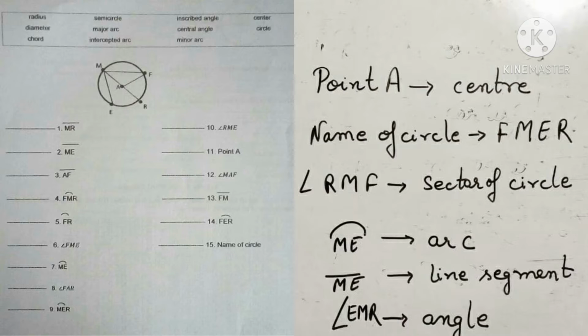Now what is the arc of the circle? Here ME is the arc of the circle, and generally an arc is denoted with a power sign; we just make a round circle C on the top. Whenever we have to denote any line segment, we just draw a straight line on top of it, and whenever we have to write the angle, we just use the sign ∠ before the 3 points.